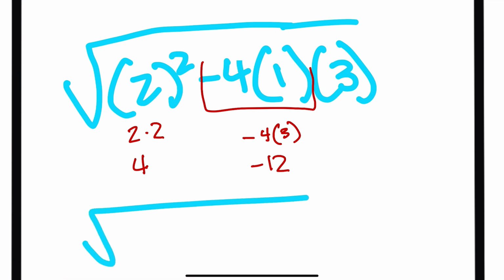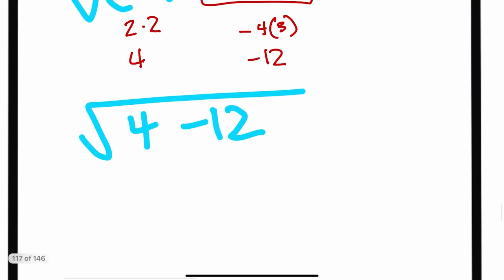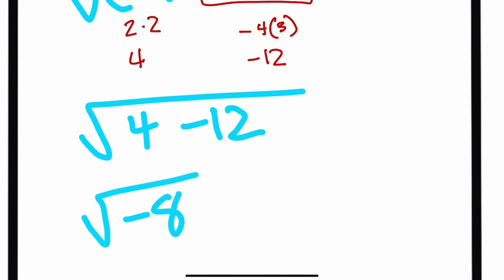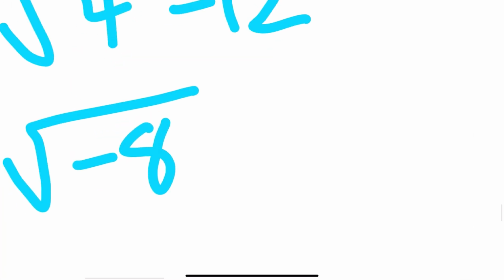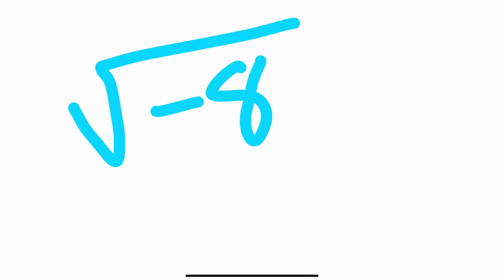We could do 4 minus 12. Just rewrite that underneath your radical. And then solve that. 4 minus 12 is going to be -8. Cool. Now that we've gotten to a point where we have a single number, we can start breaking down this radical or start looking for numbers to take out of it.